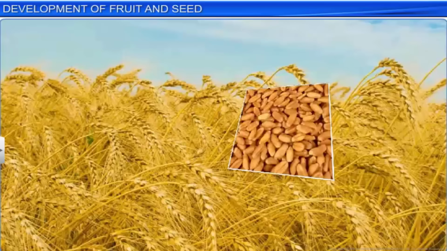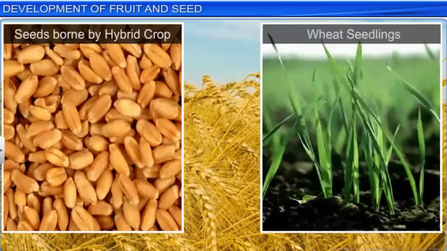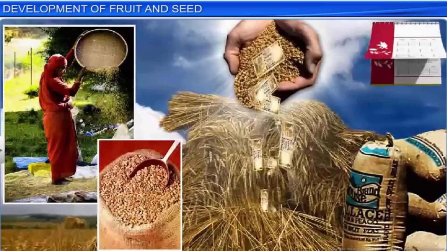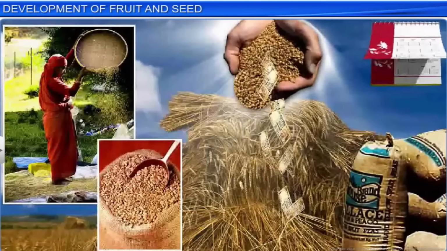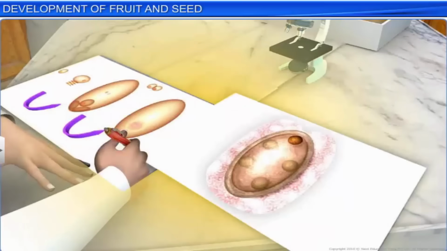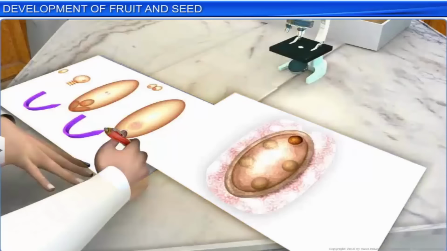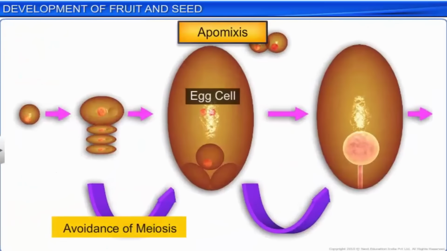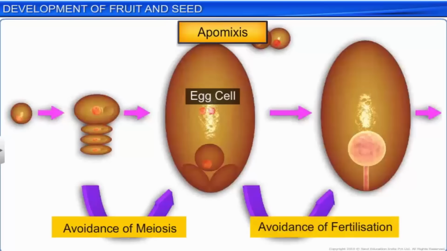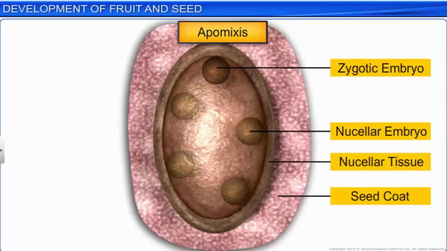However, when seeds borne by hybrid crops are sown, the seedlings do not exhibit the hybrid characters due to the segregation of characters. This forces farmers to purchase new hybrid seeds year after year, which is an expensive affair. To address this problem, botanists are trying to understand the genetics of apomixis and transfer apomictic genes into hybrid plants. Apomixis is a form of asexual reproduction in which the seeds or embryos are formed without fertilization. In fact, seeds or embryos either develop from an unfertilized egg which did not undergo meiosis, or from the cells of the integument or nucellus.